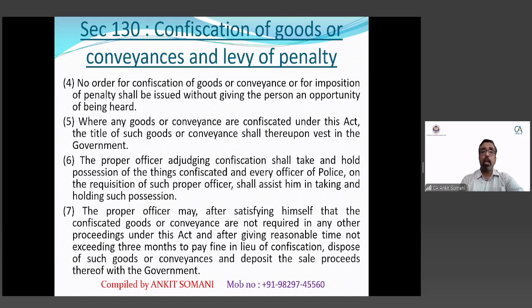Subsection 5: where any goods or conveyance are confiscated under this Act, the title of such goods or conveyance shall thereupon vest in the government. Subsection 6: the proper officer executing confiscation shall take and hold possession of the things confiscated, and every officer of police on the requisition of such proper officer shall assist him in taking and holding such possession. Subsection 7: the proper officer may, after satisfying himself that the confiscated goods or conveyance are not required in any other proceedings under this Act, and after giving reasonable time, not exceeding 3 months, to pay fine in lieu of confiscation, dispose of such goods and conveyances and deposit the sale proceeds thereof with the government.